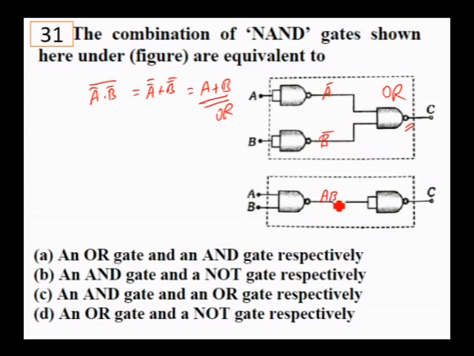A NAND gate basically is giving AB bar, and a shorted input NAND gate acts like a NOT gate. So if it is acting like a NOT gate, AB bar is already there. One more bar means this becomes AB. So essentially this is an AND gate then. So this means an OR gate is there and an AND gate is there. You can go for A.